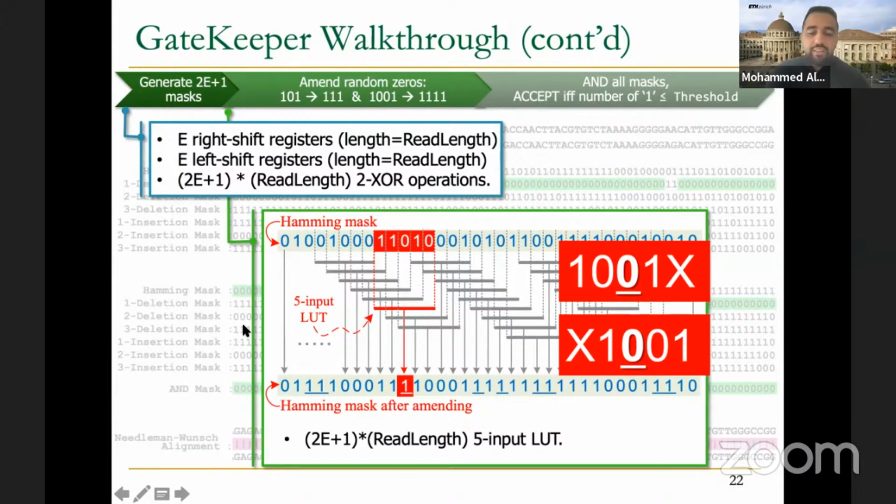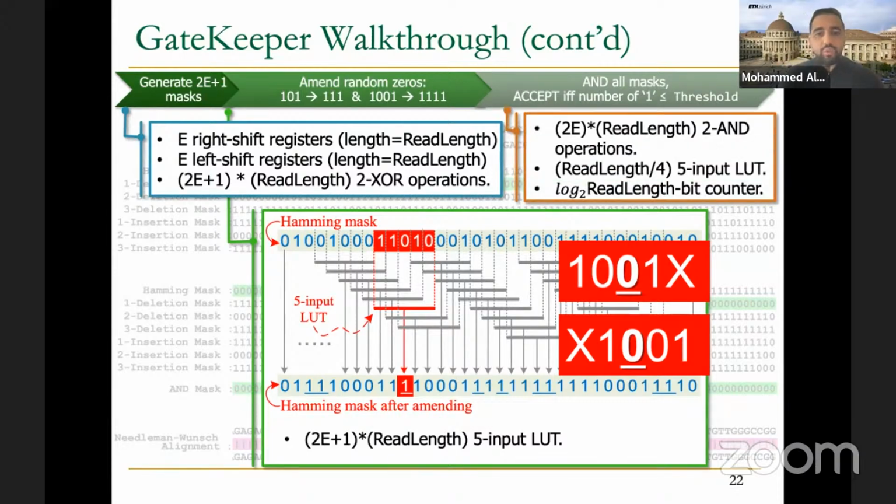Hopefully this is clear. This is where we change the vectors, and now we need an AND operation to combine all of these vectors into the final vector. Then we need a counter to count how many ones we have in the final bit vector, and then a comparator to compare it with the threshold. And that's all for the implementation.